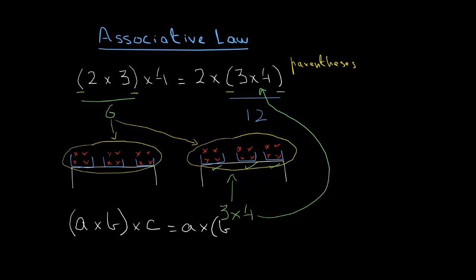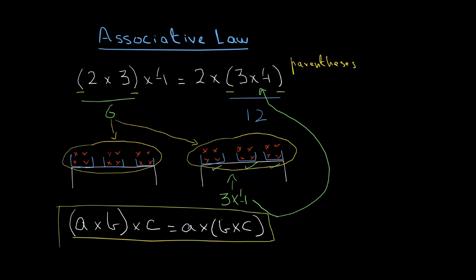And maybe I should erase this slightly so that I can write it a bit better. So I'll write it down again. So this is going to be A multiplied by (B times C), and this was supposed to be 3 fours. Okay, so this is the associative law. So this right here is the associative law of multiplication. This will play an important role in what we're going to do.